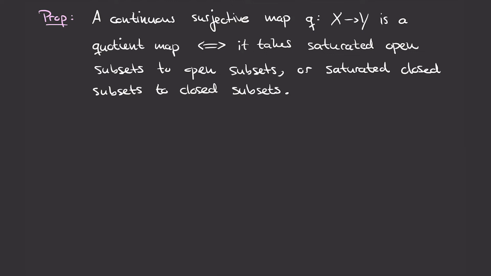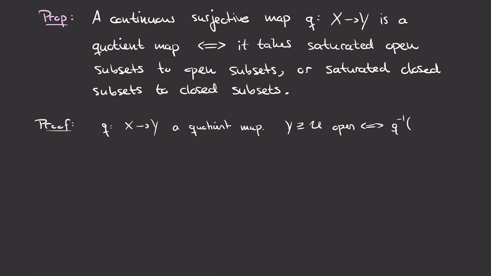Perhaps seeing the proof here will help digest the statement. So first, assume that Q is actually a quotient map. Then, by definition, a subset U of Y is open if and only if the preimage of U is open in X. All right, so now we need to check that Q takes saturated open subsets to open subsets, and also that Q takes saturated closed subsets to closed subsets.